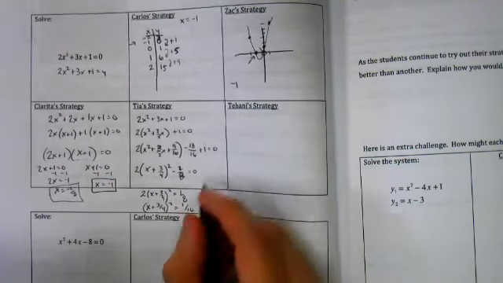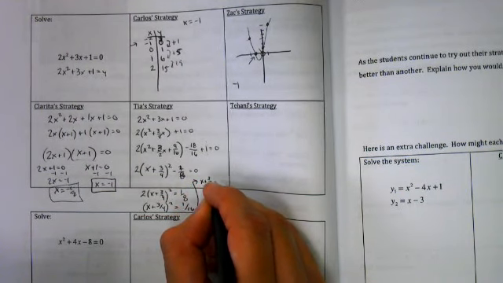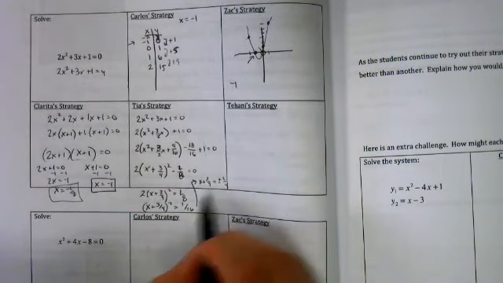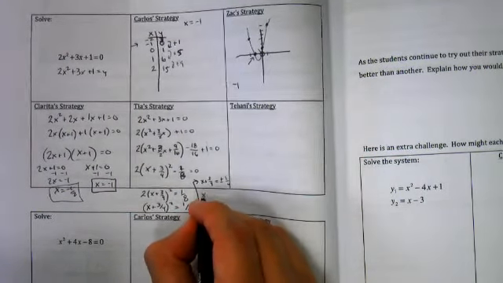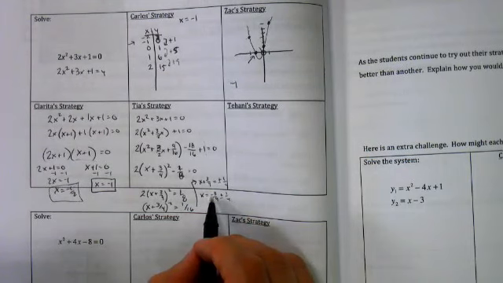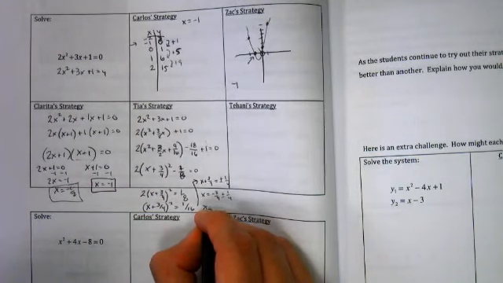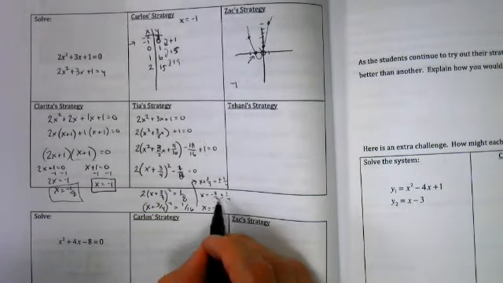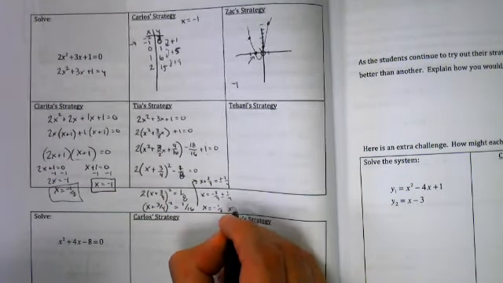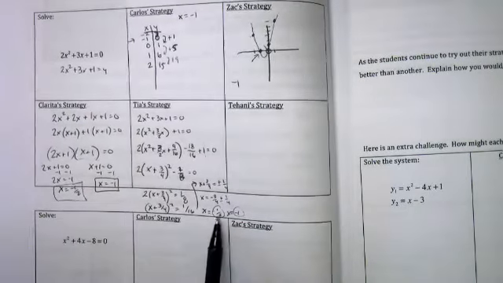Take the square root of both sides. You get x plus 3/4 equals plus or minus 1/4, because the square root of 1/16 is 1/4. Subtract 3/4, x equals negative 3/4 plus or minus 1/4. So negative 3/4 plus 1/4 is negative 2/4, which is negative 1/2. Negative 3/4 minus 1/4 would be negative 4/4, which is negative 1. And so those are your two answers, the same two answers that Clarita got. This is Tia's strategy.